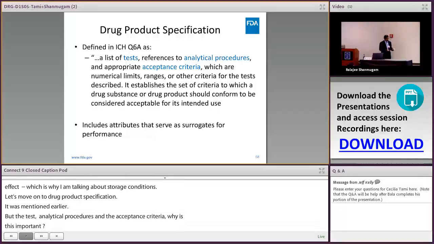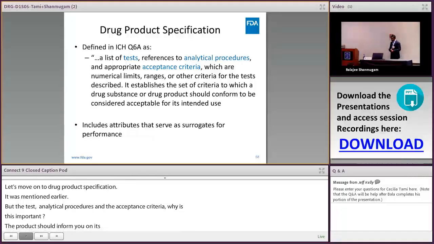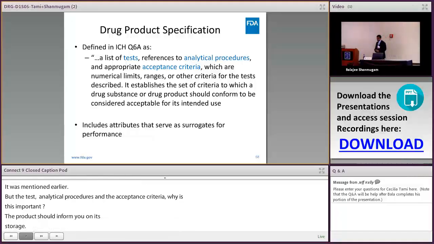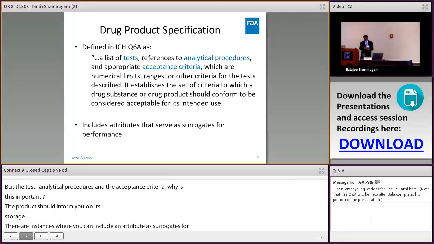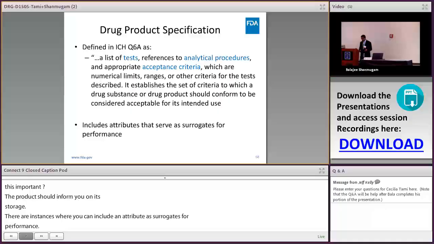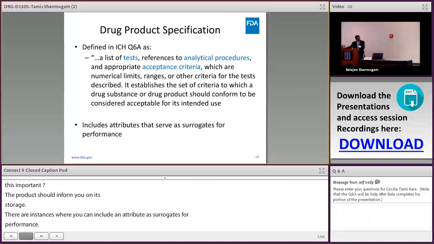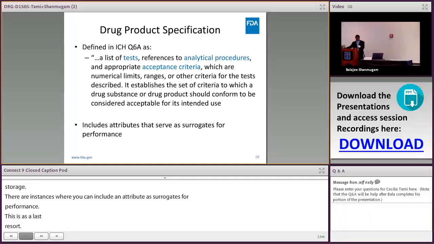There are instances where you can include an attribute that serves as a surrogate for performance, and one classic example would be dissolution, either for product performance or from a standpoint of trying to understand the polymorph. Although ICH does talk about it, this is a last resort. If you have a polymorph issue and it's a low dose drug where you cannot sort out the polymorphs, one way is to have a discriminating dissolution method to make sure that you'll be able to detect these undesirable polymorphs.